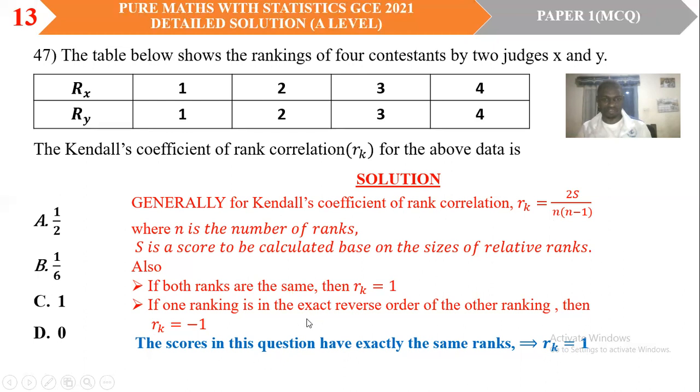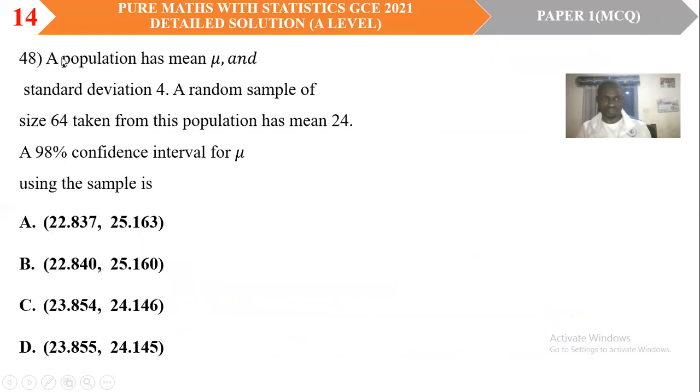of rank correlation. Now, observing these 2 sets of rankings, we see that the scores in the question have exactly the same ranks, implying that RK is equal to 1. Answer C. Question 48. A population has mean, mu, and standard deviation 4.